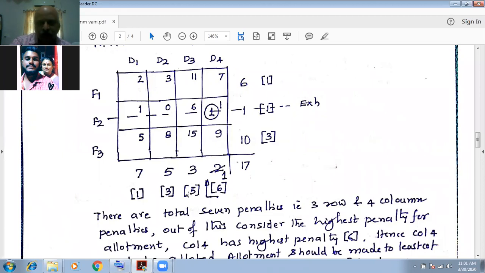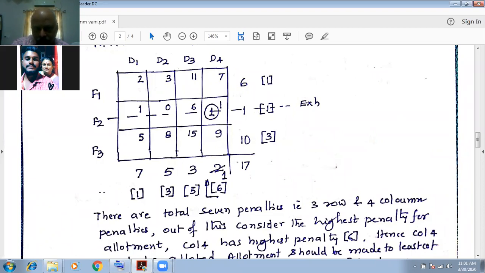Similarly, come to the fourth column. This is the third column penalty. This is the fourth column penalty you have to find out. Least cost is 1. The next least cost is 7. The difference of these two is 6. So we have 7 penalties altogether. This was what I was telling you to start with: 3 row penalties and 4 column penalties.